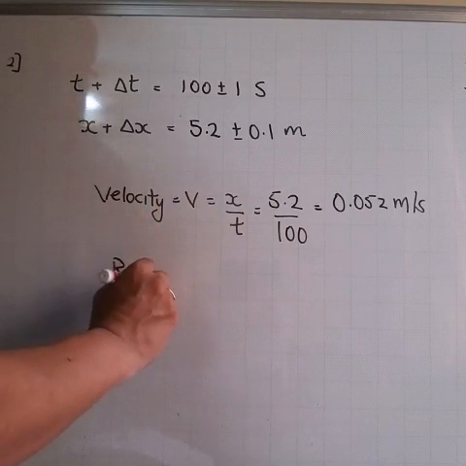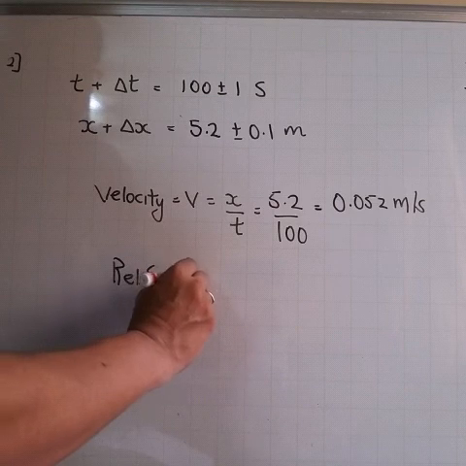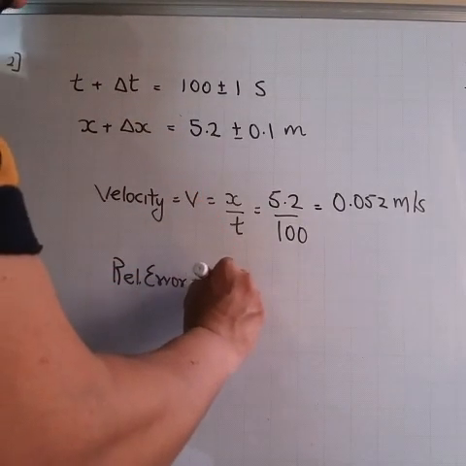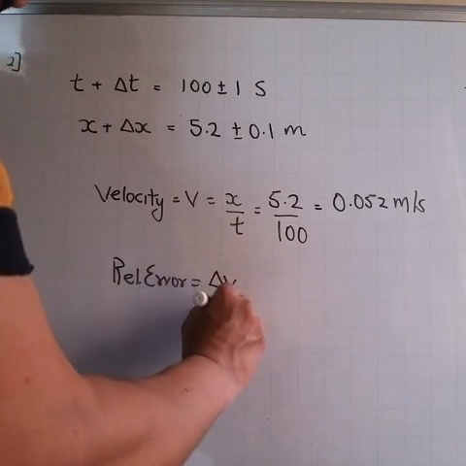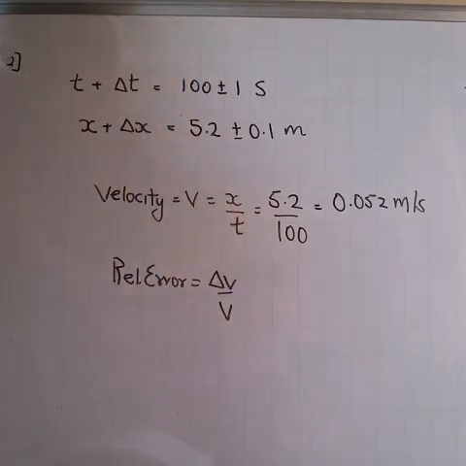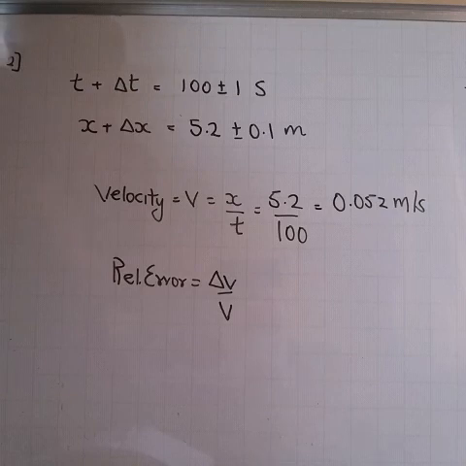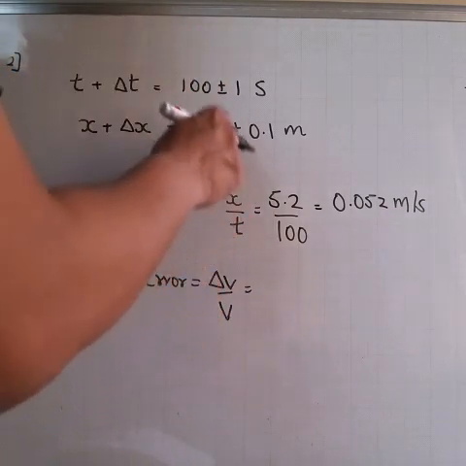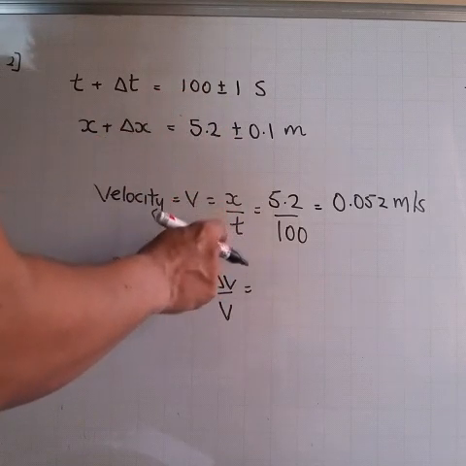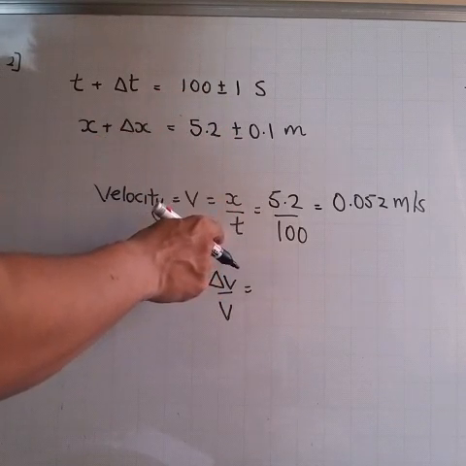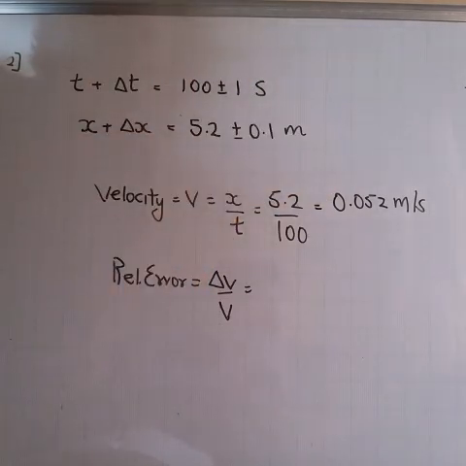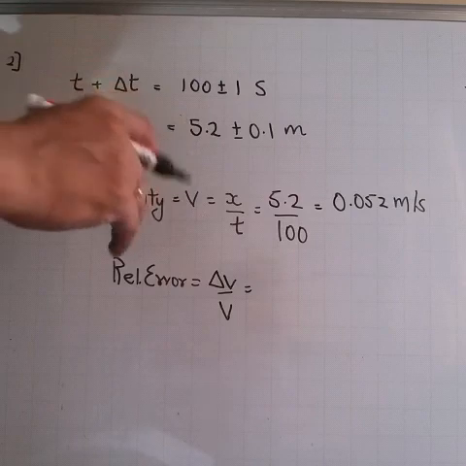Relative error. How much is that? It is given by delta V upon V. Relative error is used when you take two terms which are divisible to each other, or when they are multiplied with each other. When such cases are there. Okay.